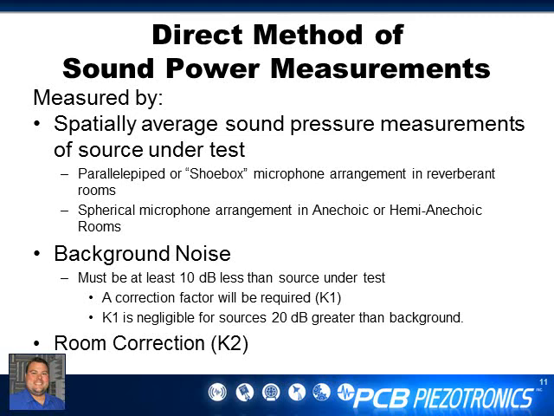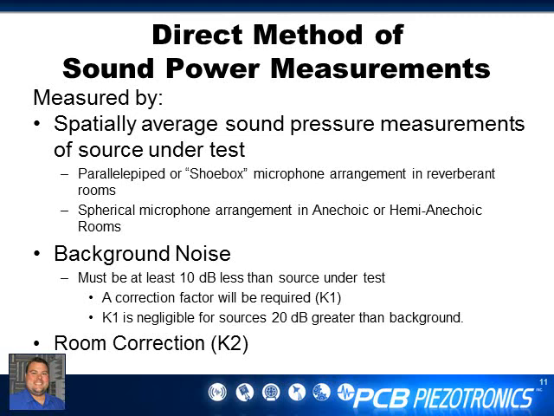Your background noise must be at least 10 dB less than the sound of the source under test. If not, a correction factor may be required, unless the source is much louder than your background noise. At 20 dB greater than background noise, K1 essentially goes to 0.